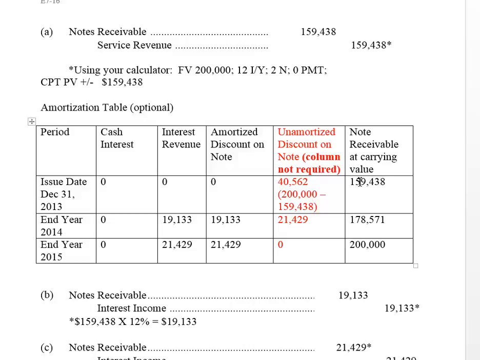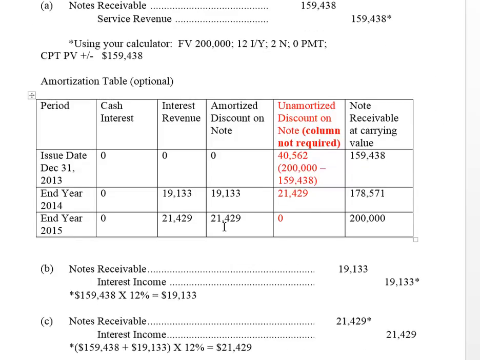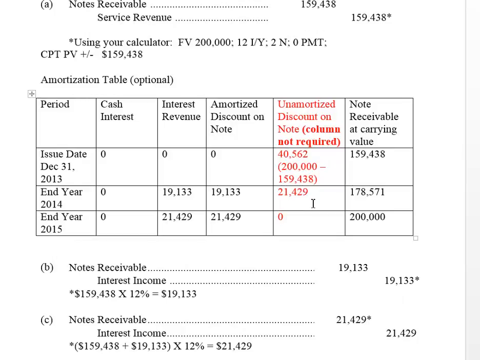So now when we get to the end of 2014, we know we have to book interest revenue. How are we going to calculate it? Well, we're going to take the carrying value of the note to open 2014, which was $159,438, and multiply it by our I/Y, which is 12%, and we get $19,133. That's also going to be the amount of discount that we amortize on the note. So if we took the carrying value of the note and increased it by the amount of discount we're amortizing, the carrying value of the note would now be $178,500.